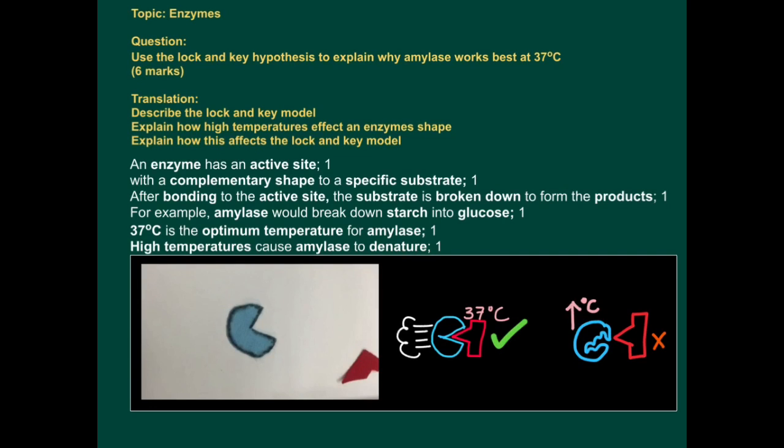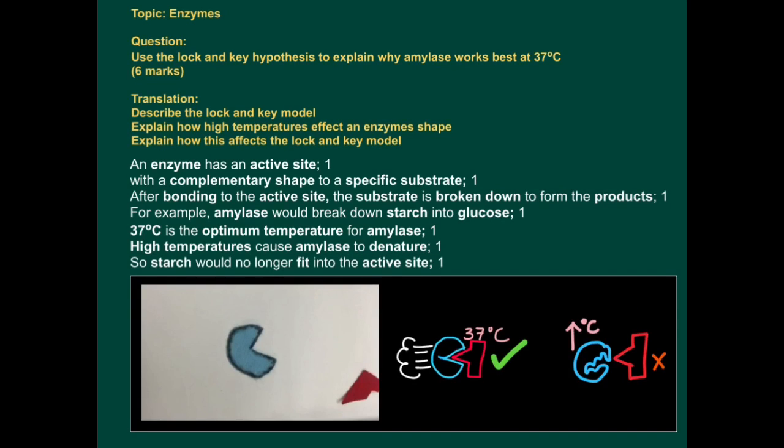This is called denaturing. Most questions on enzymes require you to use the word denature, so when you're at a loss, just write denature down in your answer. But be aware that enzymes only denature if they're too hot, not if they're too cold. Whereas enzymes can denature if pH rises or drops, but temperature only if it rises. So now that the enzyme is denatured, starch will no longer fit into the active site.